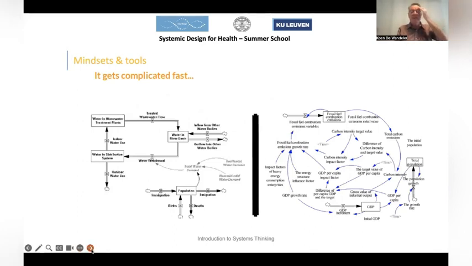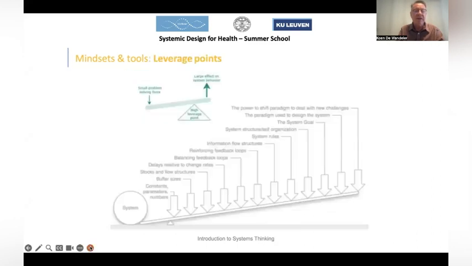Now, it can get quite complicated, as you can see in this slide. There's an interconnection not only between the elements, but there's also interconnection between systems. So here you have an example which I will illustrate further through an everyday application.